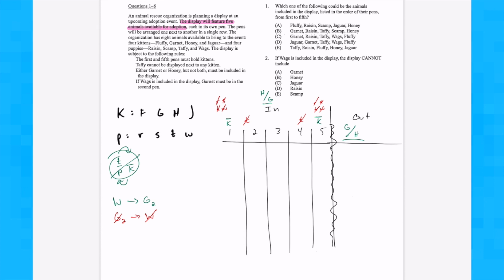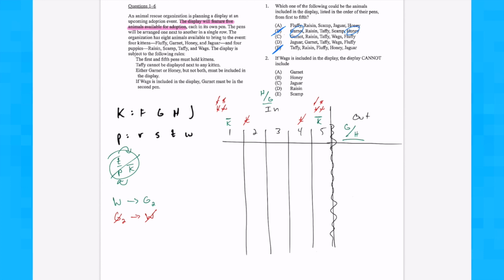As we said, if Taffy's in, they're going to have to be third. So B, C, and D look good, but A, of course, is impossible. For that matter, R, S, T, W, none of those can go first or last. I don't see R, S, T, W anywhere on A, B, C, or D, so we're good there. One of H or G is going to have to be on the inside, but just one of them. So B is a problem because we have both G and H on the inside. But then I've got H on A, G on C, and G on D, so we're good there.